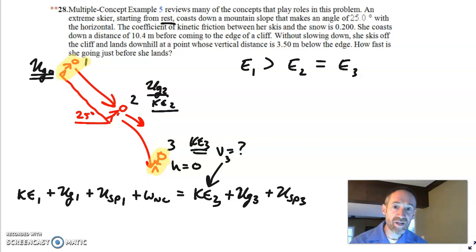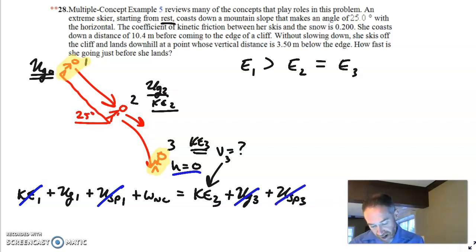All right, everybody, we are back. Let's take a look here. She's not moving at the start, so I'm going to cross off this kinetic energy 1. There's no springs in this problem, so that's going to go away right there. At the end, I'm calling that height equals 0, so there's no gravitational potential energy at spot 3. There's no spring energy in this whole problem. And so what do I have?